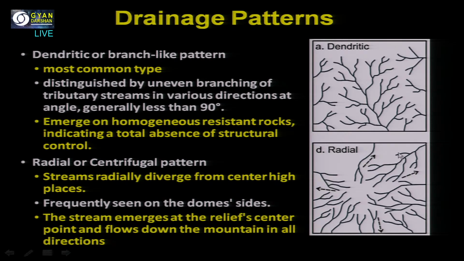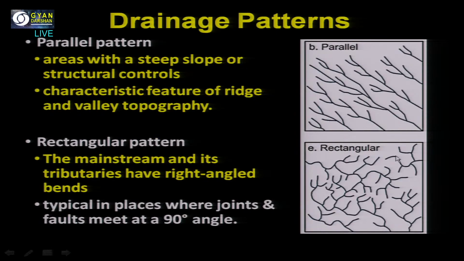The next pattern of drainage is the parallel pattern. Here in this figure you can see all the streams are almost parallel to each other. This parallel pattern occurs in areas with steep slope or where there are structural controls, and this is a characteristic feature of ridge and valley topography.